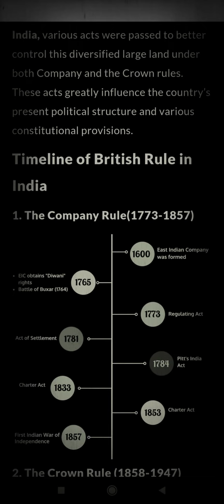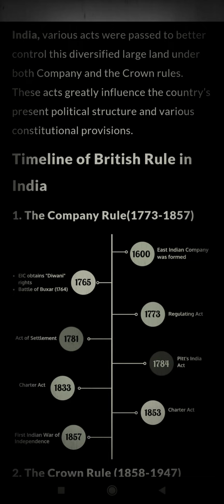In 1858, in the wake of the Sepoy Mutiny, the British Crown assumed responsibility for the governance of India. Sepoy Mutiny means the First War of Independence between the British and Indians. They are explained here in chronological order under two major headlines, the Company rule and the Crown rule. So we will now study the Company rule, which is from 1773 to 1857.